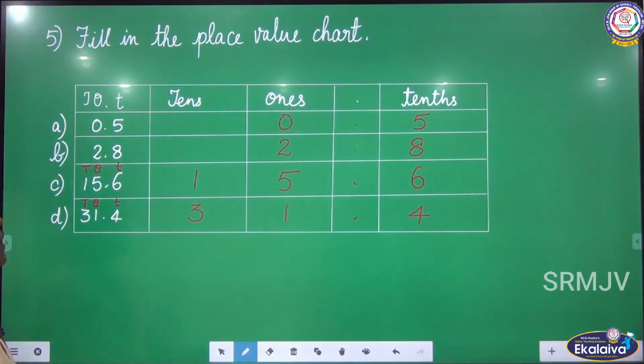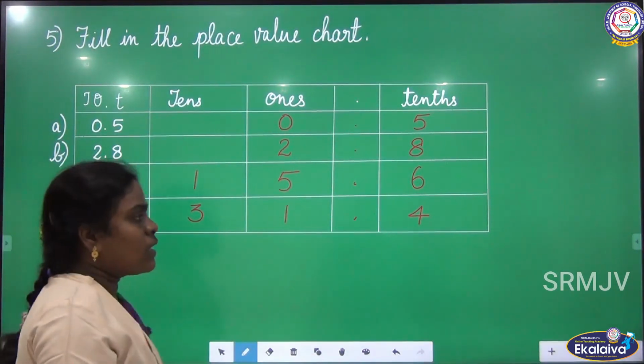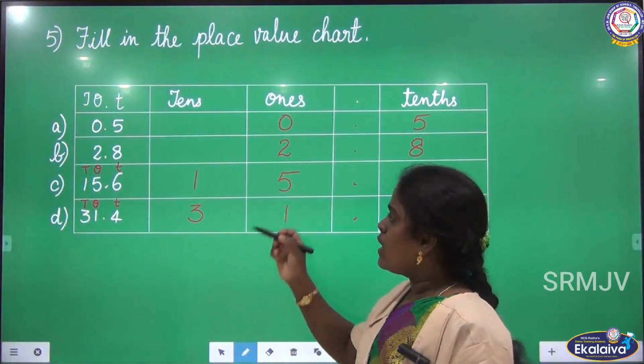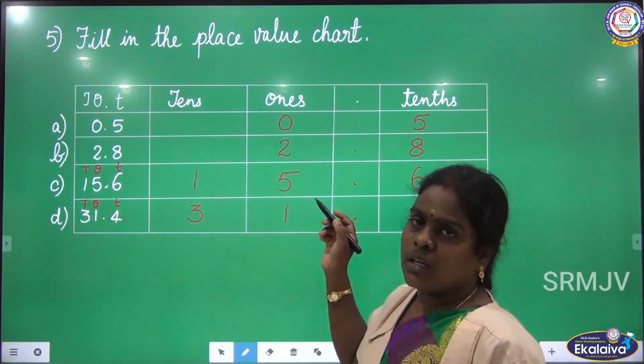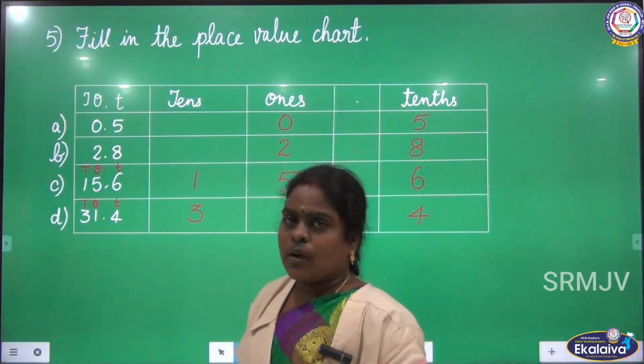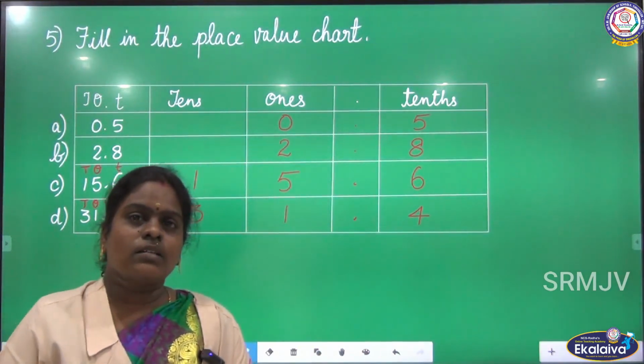Is this clear, children? If a number is given, first you must write the place value of the given number, then write into the according place values. I hope the concept is clear, right?